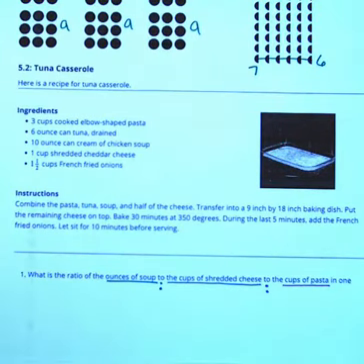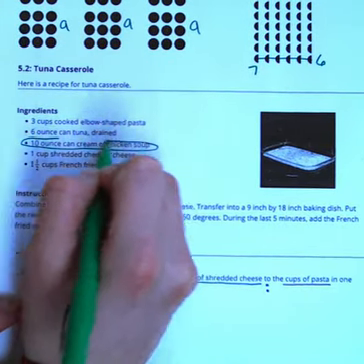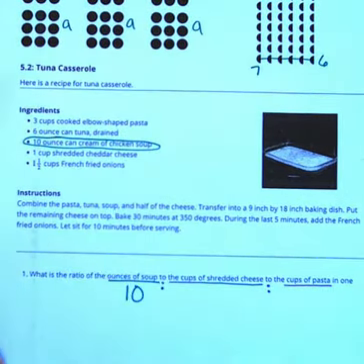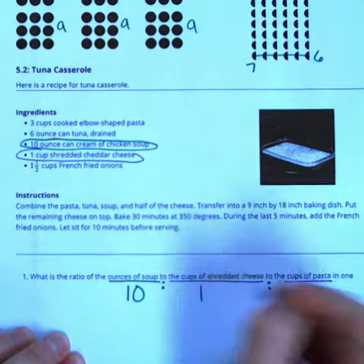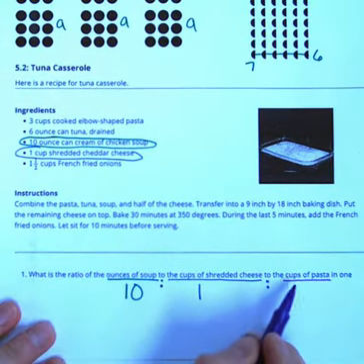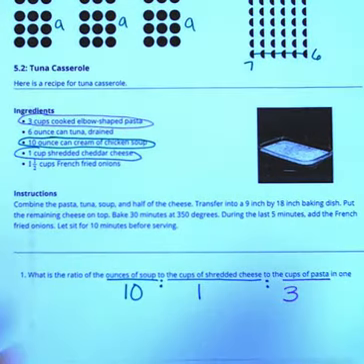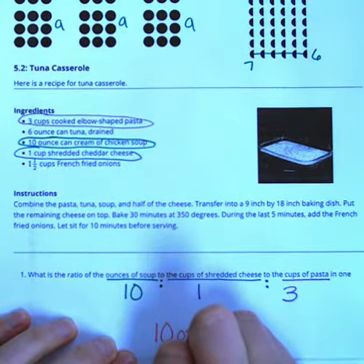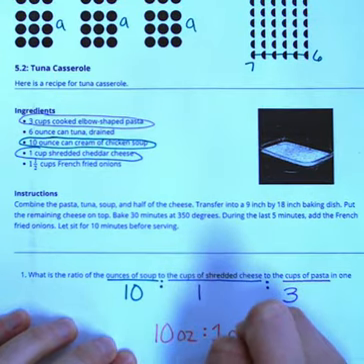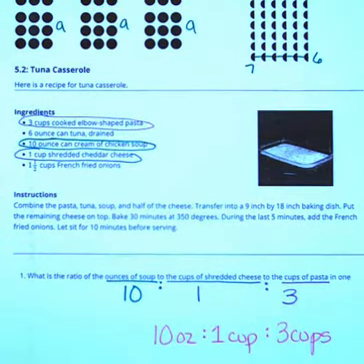So I'm going to find the amount of ounces of soup that we will need. So we will need 10 ounces of cream of chicken soup. So 10. Then next is my cups of shredded cheese. I will need 1 cup of shredded cheese. And the last one is the cups of pasta. Looks like I will need 3 cups of pasta. So my ratio for one batch would be 10 ounces of soup to 1 cup of cheese to 3 cups of pasta. Okay. Go ahead and keep that ratio in mind because we're going to use it here in the future.